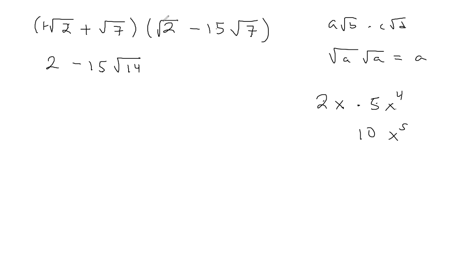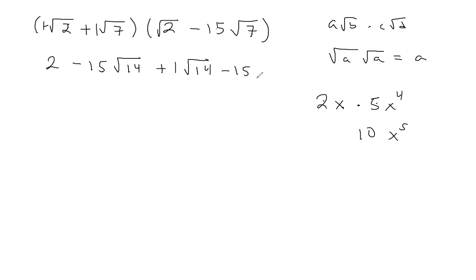Off the inside here, root 7 times root 2 is going to give us a plus. I'm going to write that invisible 1 there and make it visible because it'll be easier to see me collect terms in a second. So call that 1 root 14. And then for my last terms, there's that invisible 1 there. So 1 times negative 15 is negative 15.